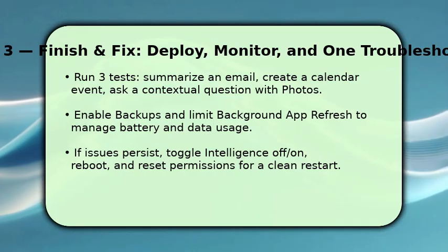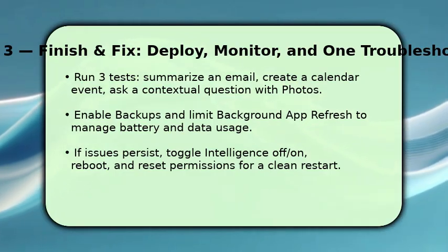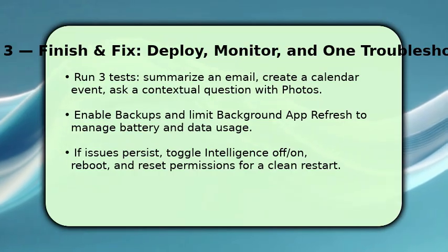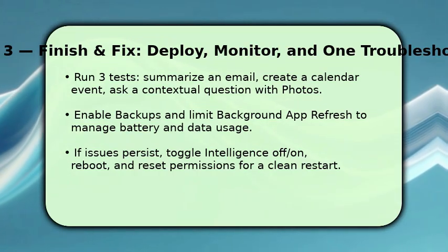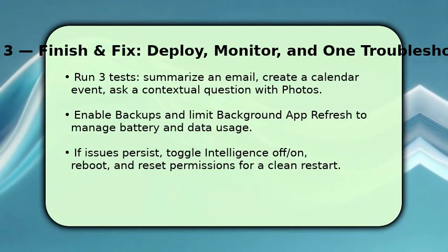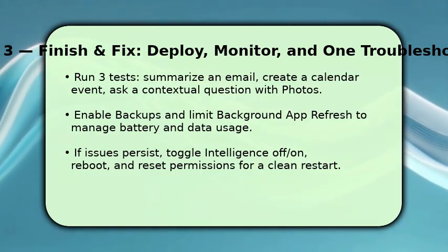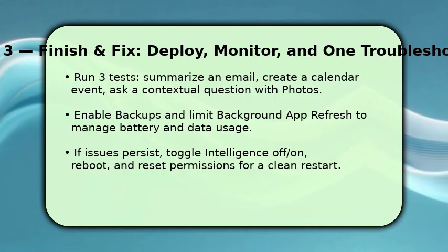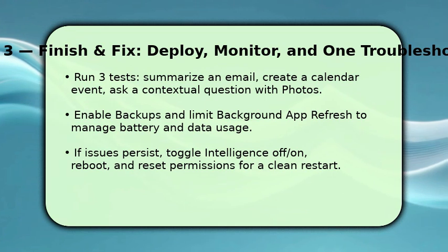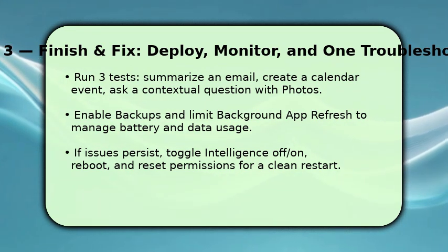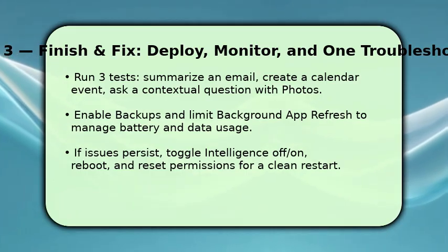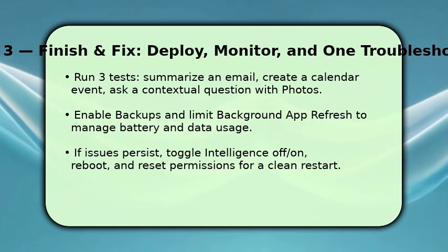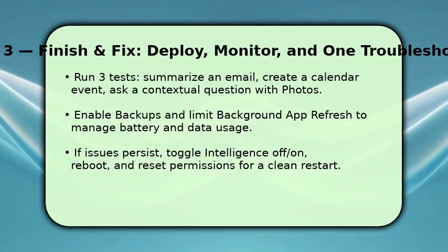Finish by testing and securing the setup. You should run 3 practical checks: summarize a complex email, create a calendar event from a message, and ask a photo-related question. This validates permissions and context. Make sure backups are enabled and limit background app refresh if battery or data spikes appear. If responses are off, toggle Apple Intelligence off and on, reboot the iPhone, and reset app permissions to refresh context. That single troubleshooting tip, toggle, reboot, reset, fixes most problems quickly.